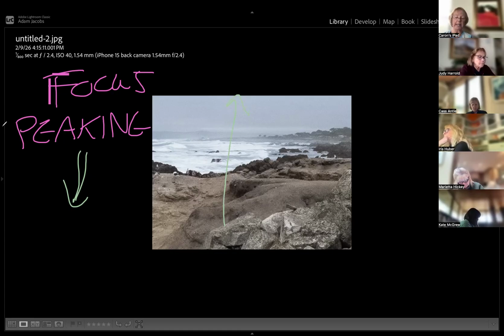Adam, why, when I hit auto, isn't it responding? It stays light gray. What iPhone have you got? What iPhone, Karen? What iPhone have you got? 15. And what lens? Try making sure the lens is on the W.